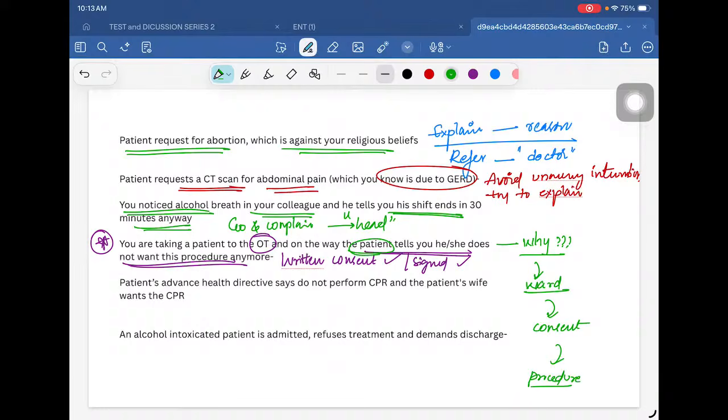Okay, this is what you will do. You'll not go with the procedure stating, okay, I have a written consent from you, I'll not have any legal problem, I'll go with the surgery. This is not how you're going to do. Ultimately, whatever the patient tells you at the end, at the moment, that would be the final.